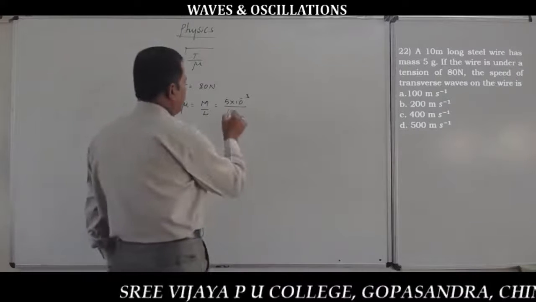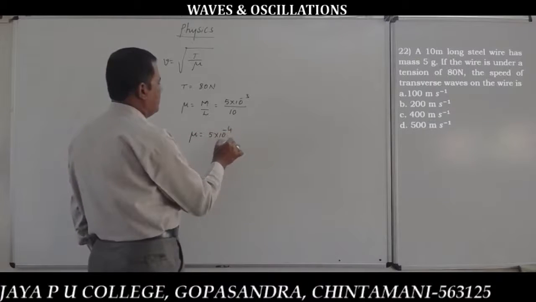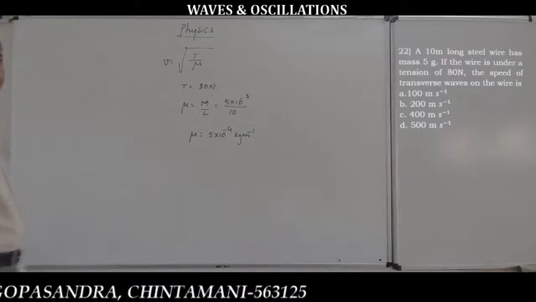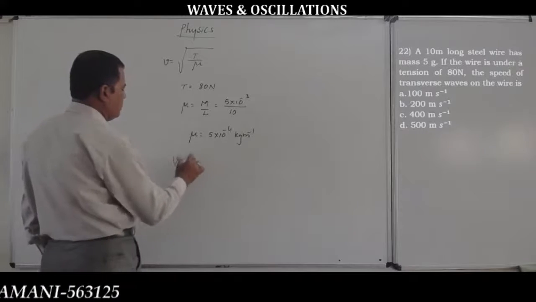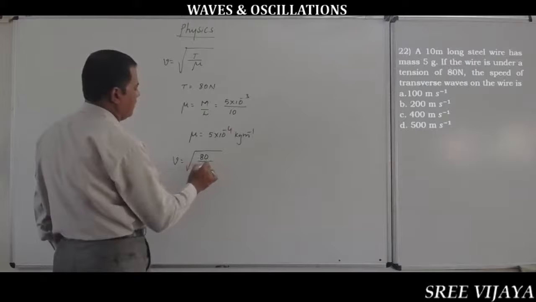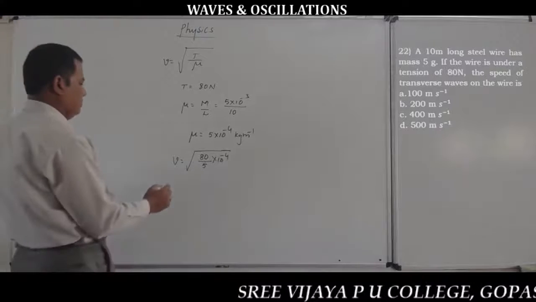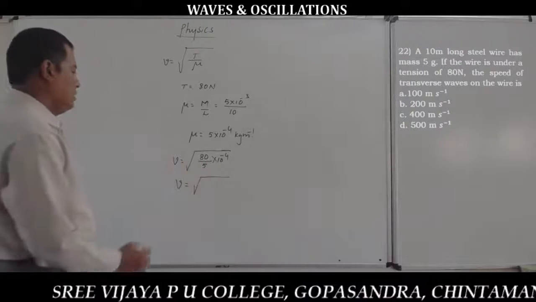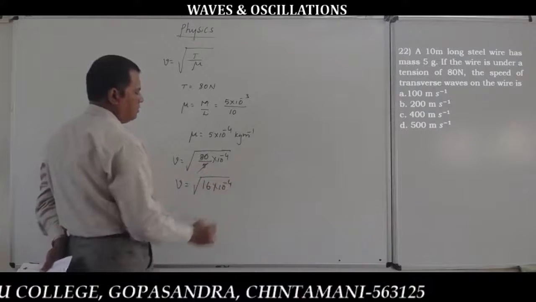Next length is 10. So mu is equal to 5 into 10 power minus 4 kg per meter, that is mass per unit length or linear mass density. V is equal to square root of T. It is given as 80 by 5 into 10 power minus 4. V is equal to square root of 16 times 16 into 10 power minus 4.